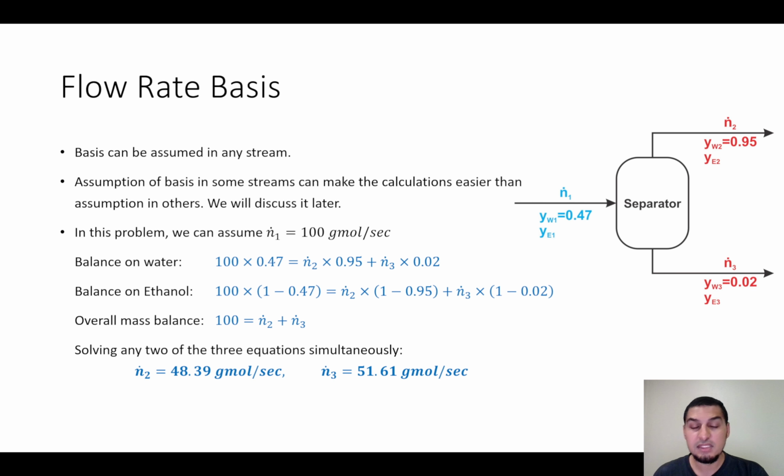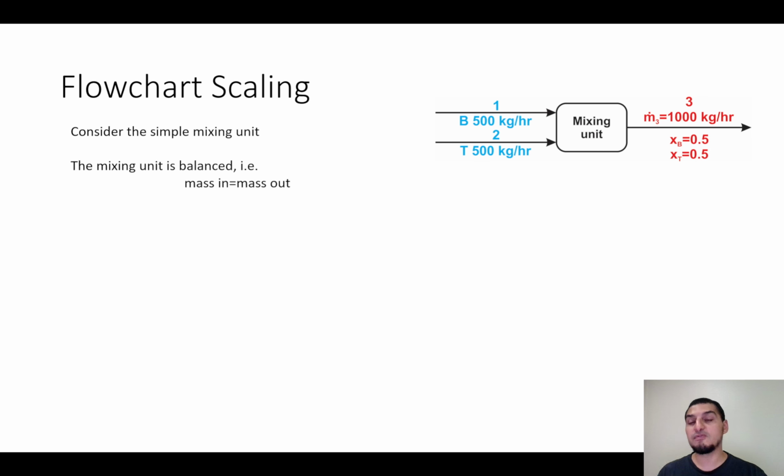However, there is a very easy option, and it's a very time saving option, which is what we call the flow rate scaling. Flow rate scaling means that if I have a problem like this, I have 500 kilograms per hour of benzene and 500 kilograms per hour of toluene, and then the product is 1000 kilograms per hour, 50% benzene and 50% toluene by mass, and I want to find out how much benzene and toluene I should have. Of course, this is just for a demonstration.